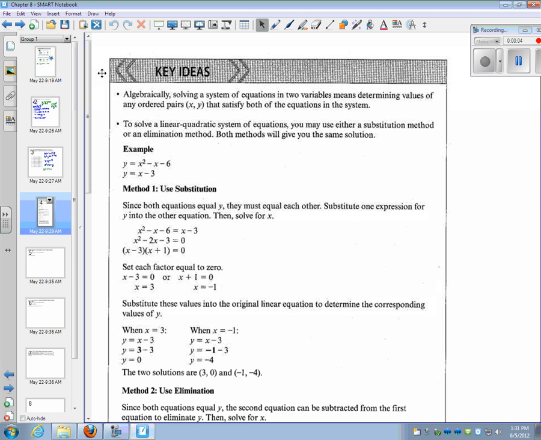Section 8.2, solving systems algebraically. So algebraically solving a system of equations in two variables means determining the values of any ordered pair that satisfy both of the equations in the system.